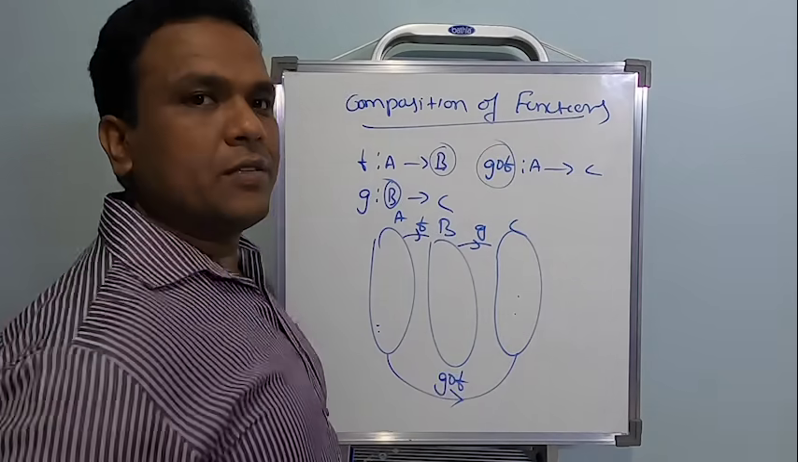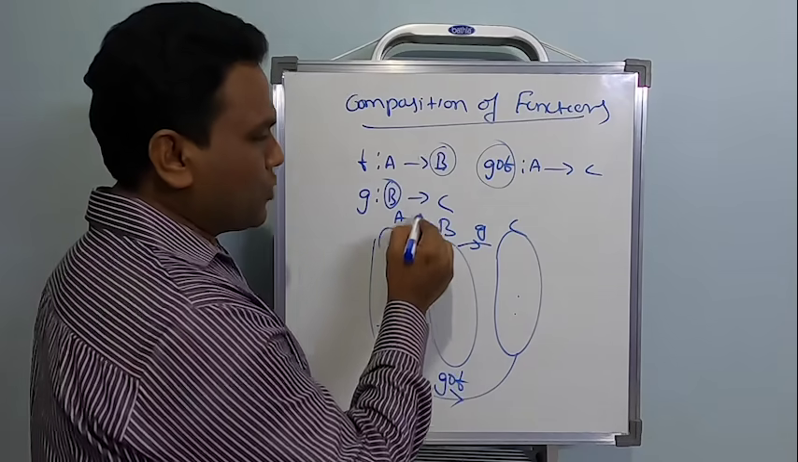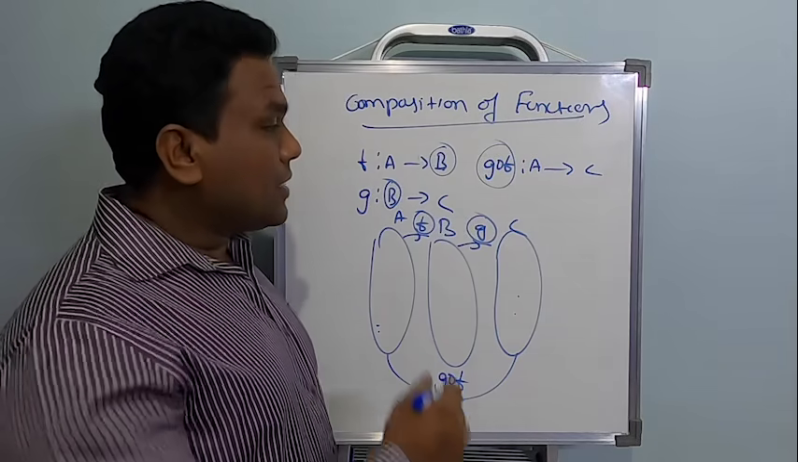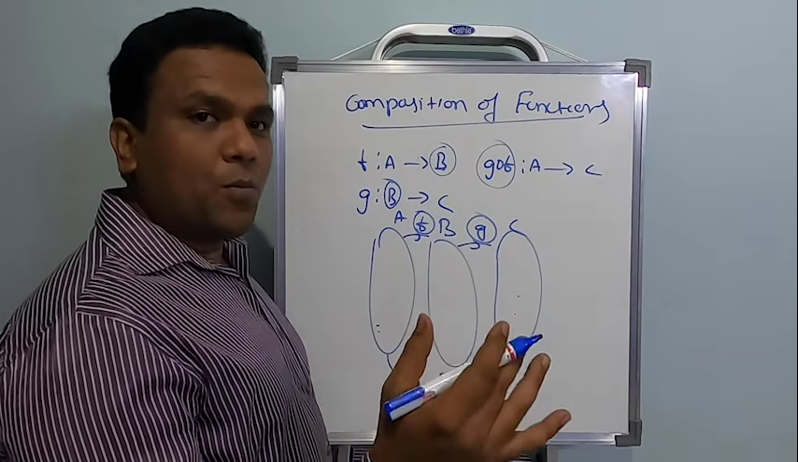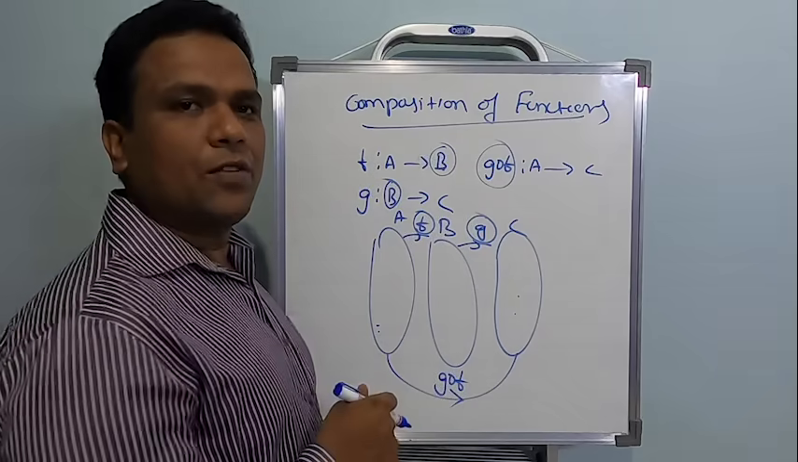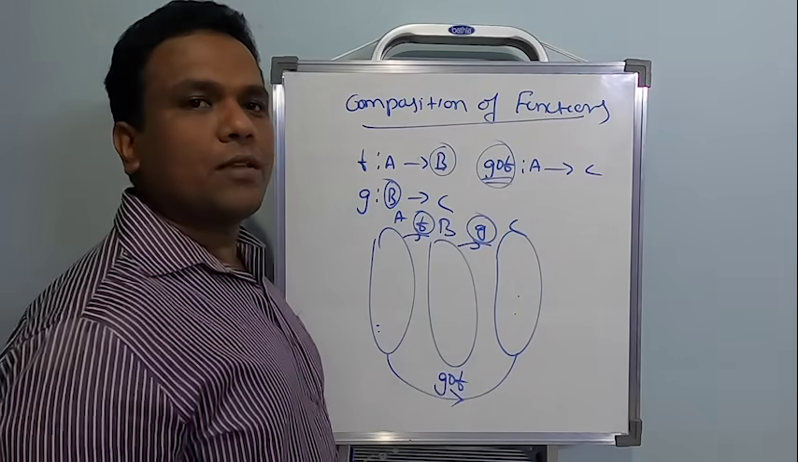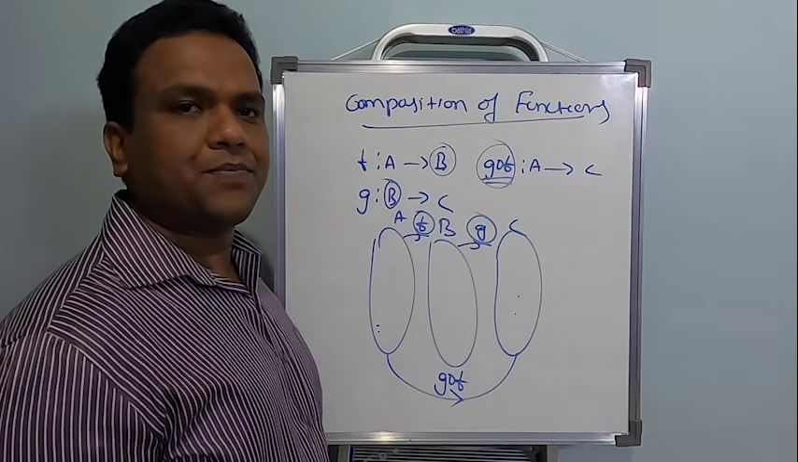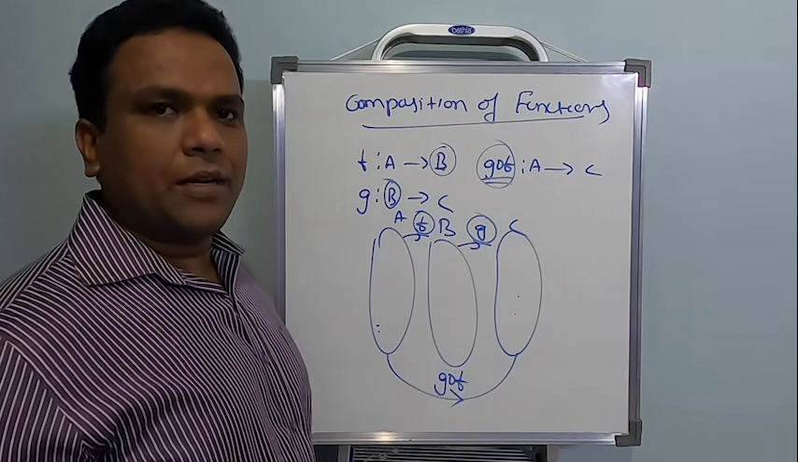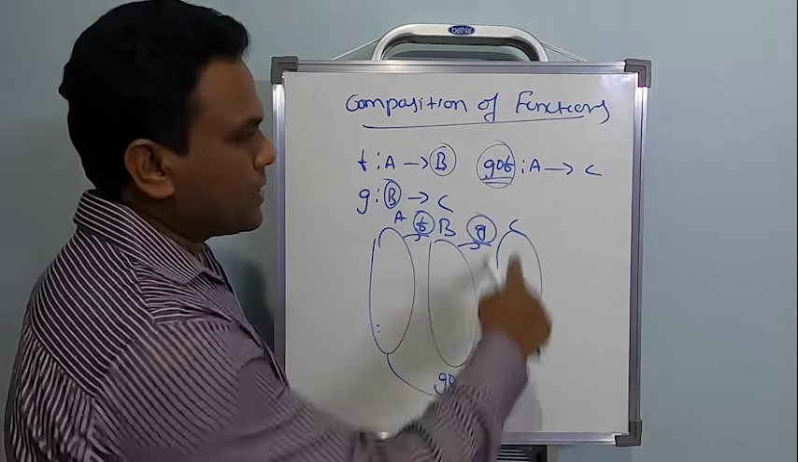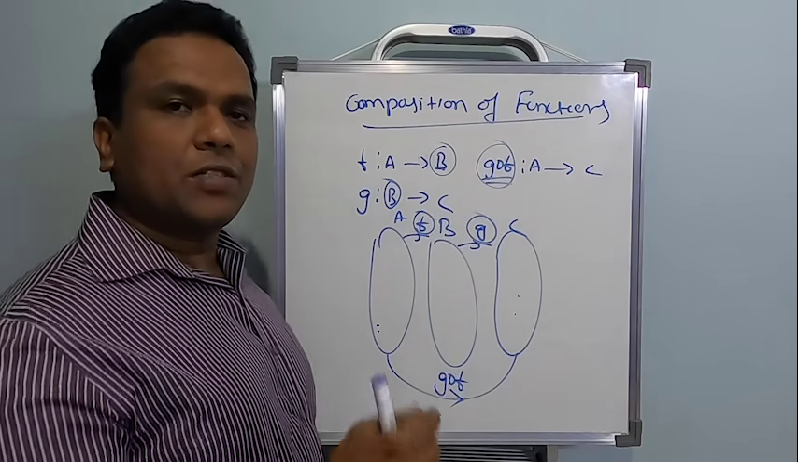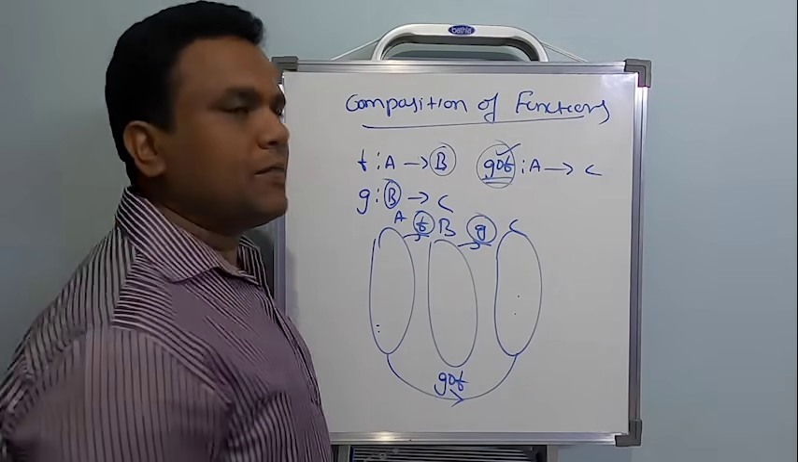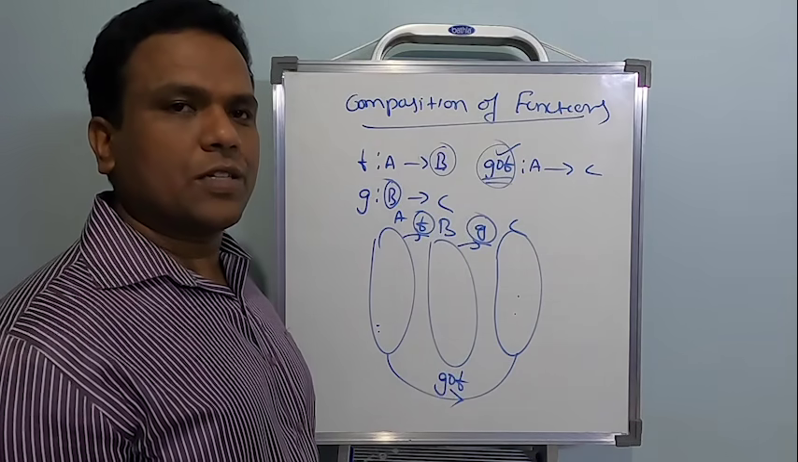What is this GOF? GOF is one single function which is obtained by combining f and g. Combining, or composing, two functions to get one single function. That one single function will be called the composition of functions. So composition of functions carries a simple definition: any function which is obtained by composing two functions, but conditions have to be taken care of. The resultant function will be called the composition of two functions.